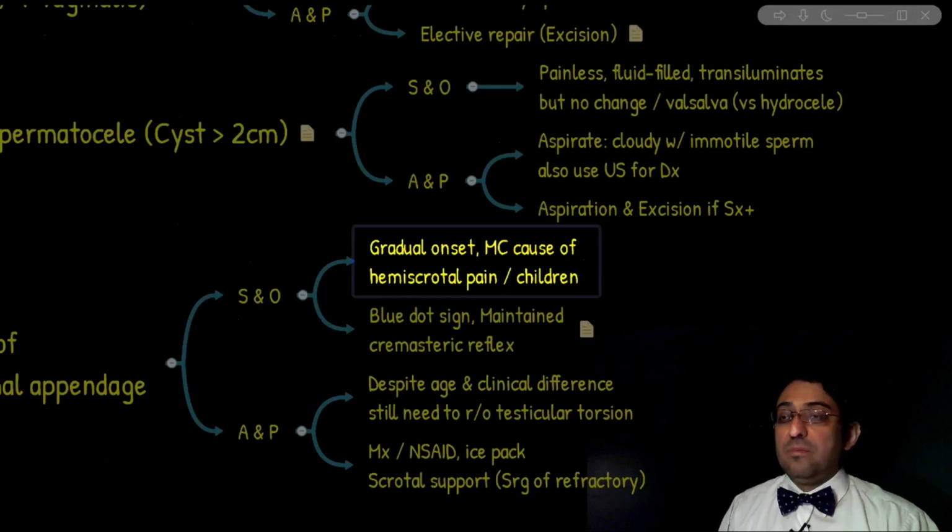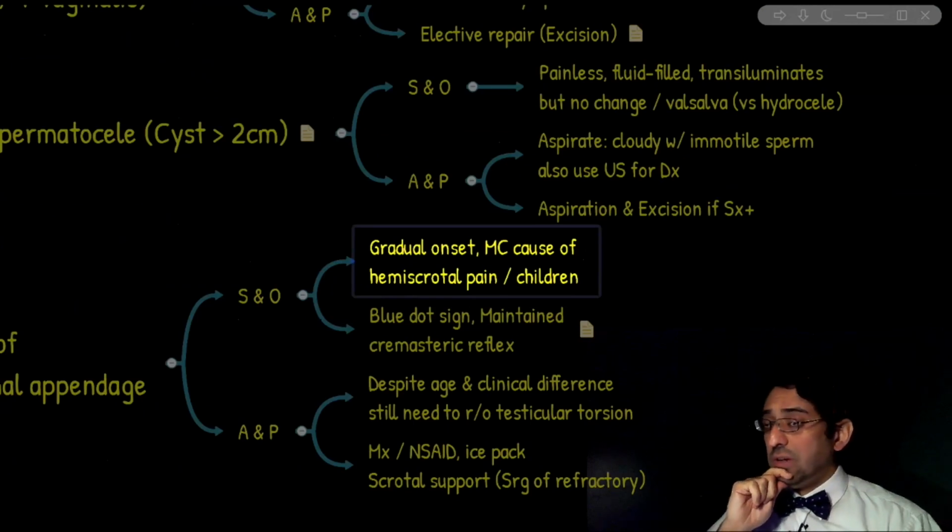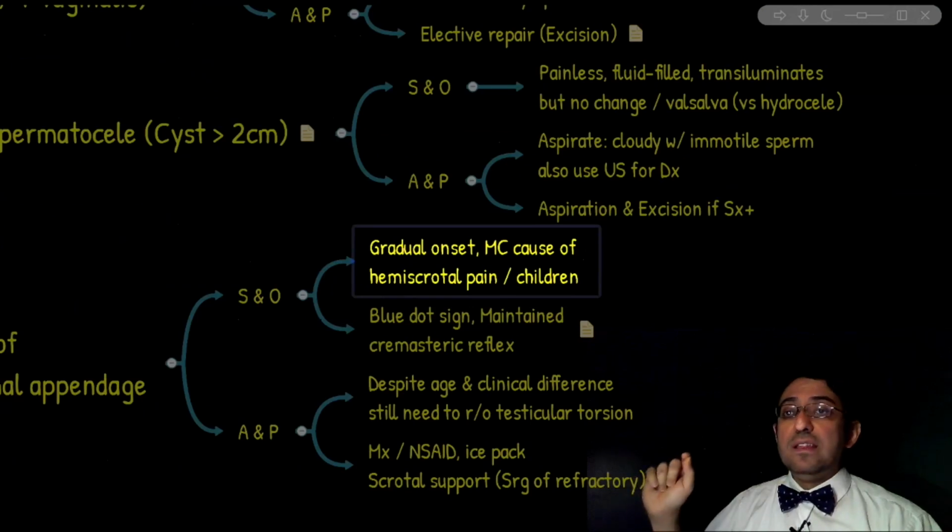So that is the manifestation. A child with hemiscrotal pain, the pain is gradual onset. Remember what was the age for the testicular torsion? The age is usually the adolescence, and the onset was usually acute. But here it's more gradual onset, and we are usually dealing with a younger child.